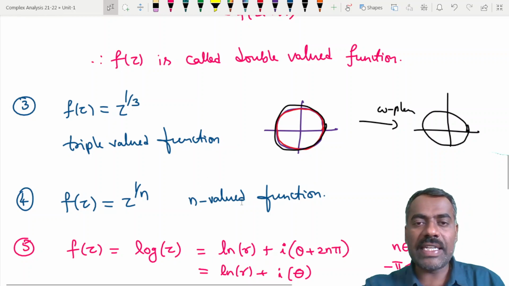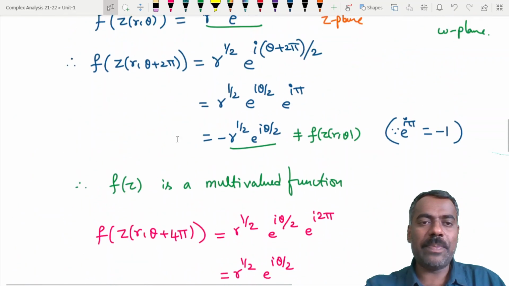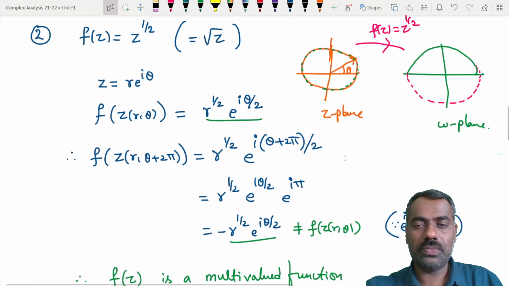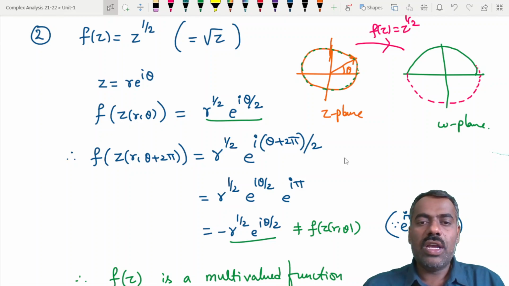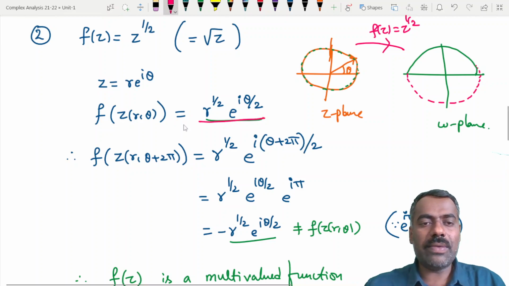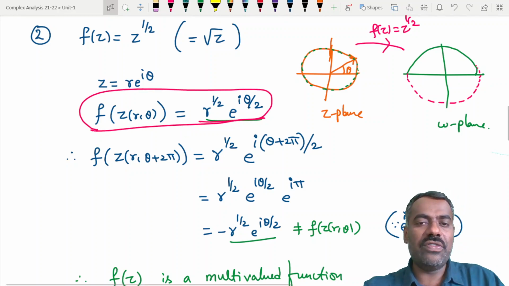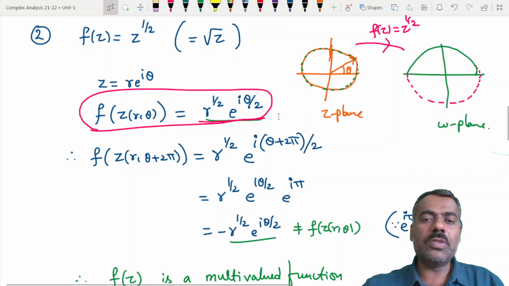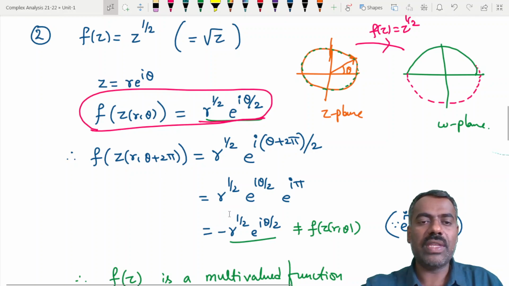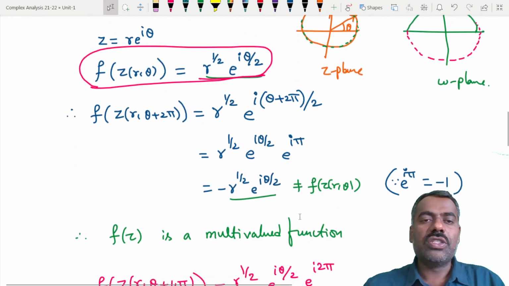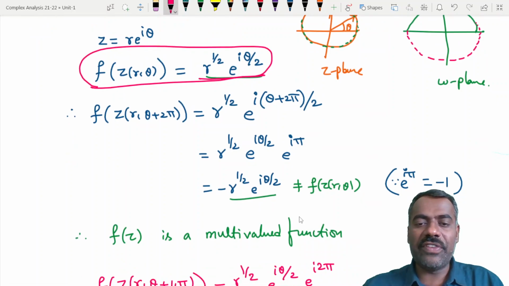So to get a single valued function, for example, take f of z is equal to z power half. This value will become single valued if you take f of z is equal to r power 1 by 2 e power i theta by 2. If you take this function, then it is one single valued function. If you restrict values between 0 to 2 pi, the moment you take 2 pi, you are getting a different value. Yes or no? So this is one function and this is another function. So it is like it has two branches.